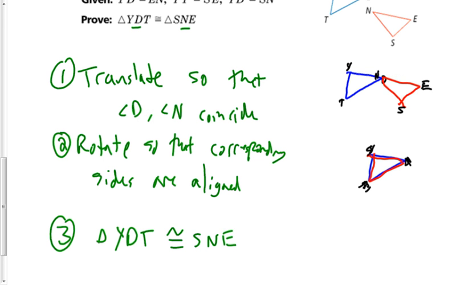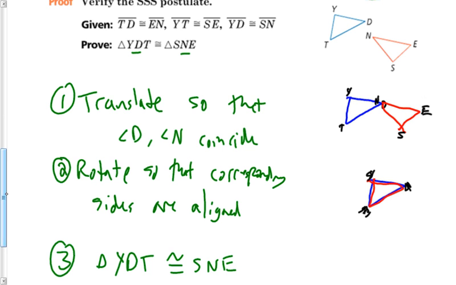All right, so here are the steps that I did. I was able to do it in 2 steps. You can see I translated it so that angle D and angle N are coinciding. And then I rotated it about, I don't know, 90 degrees, 180 degrees. It's not a perfect rotation. It depends on if you rotate counterclockwise or clockwise.